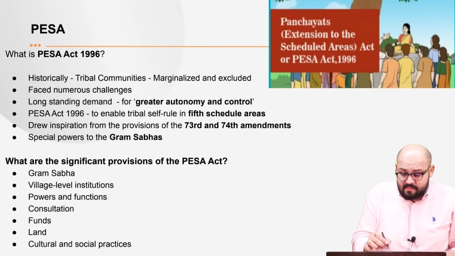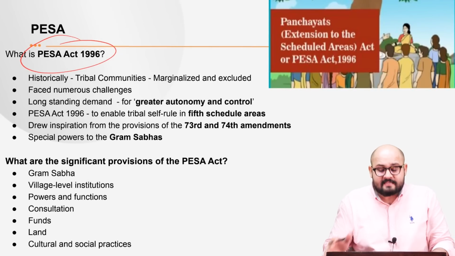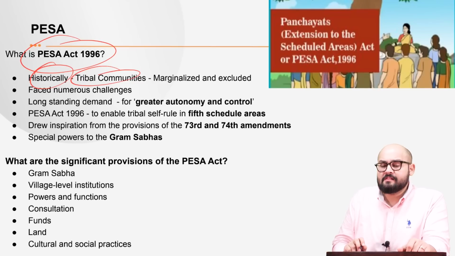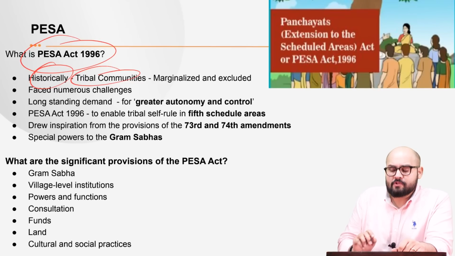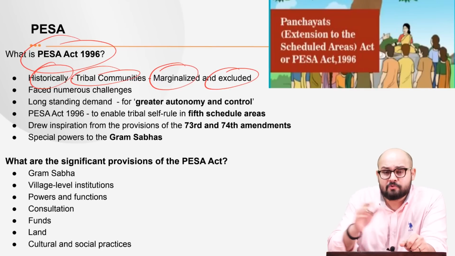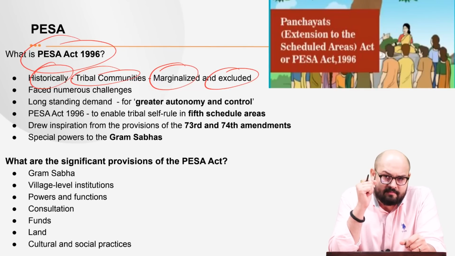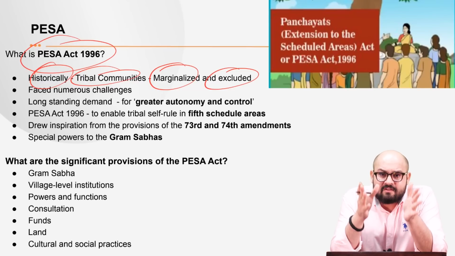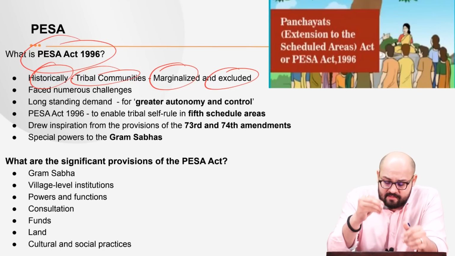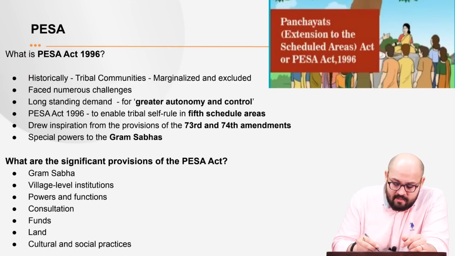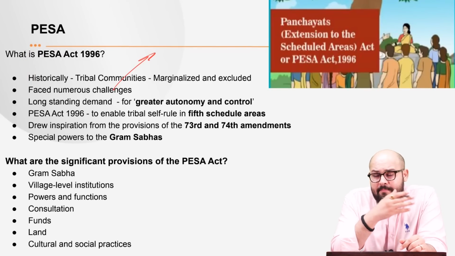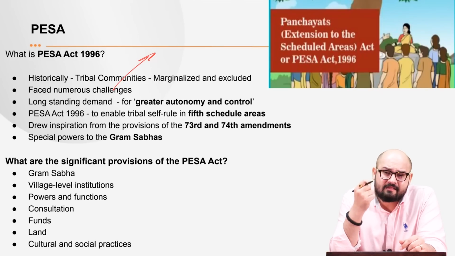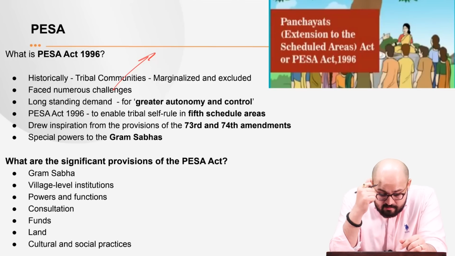Now, see, what is this Panchayat Extension to Scheduled Areas 1996? See, historically, different tribal communities in India have been subjugated. And that has led to the marginalization and their exclusion from the mainstream political and economic system, right? So that is what has caused their distancing from the mainstream political and economic system. Now, they have faced numerous challenges. Right. For example, let's say the loss of land, for example, displacement, arbitrary displacement, loss of their livelihoods.